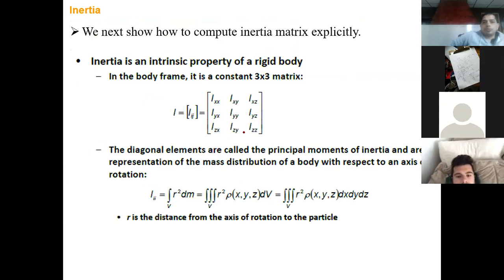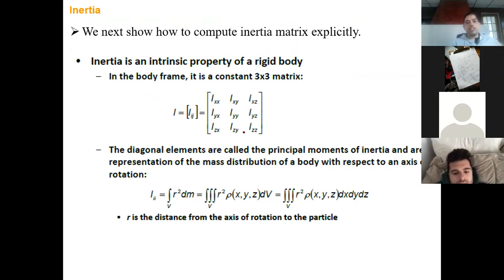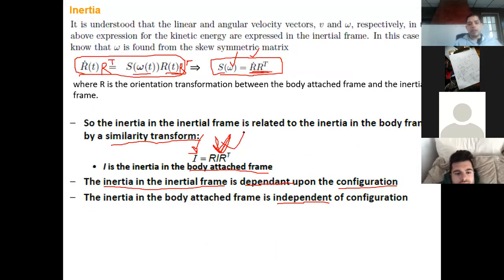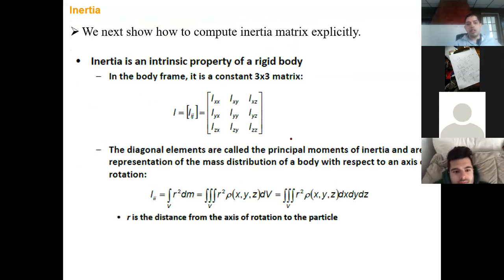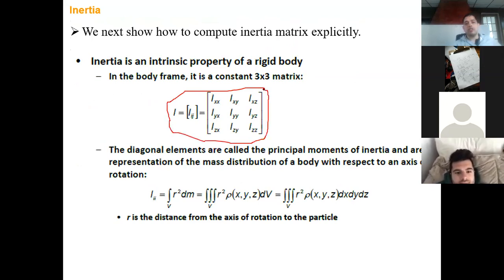Now what is that I? What is the inertia matrix, right? This guy is a 3 by 3 matrix. Let me write that guy in the matrix form. That's what my inertia matrix looks like. So I equals IXX, IXY, IXZ, IYX, IYY, IYZ, IZX, IZY, IZZ.